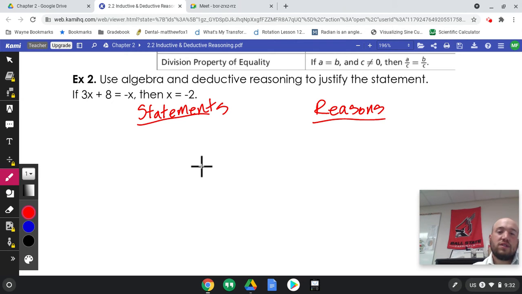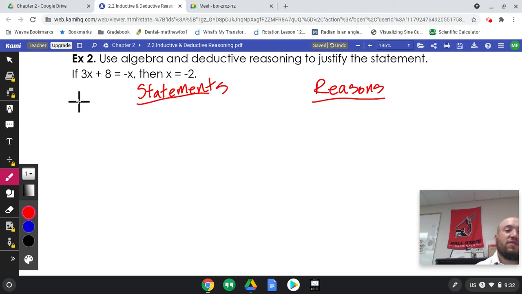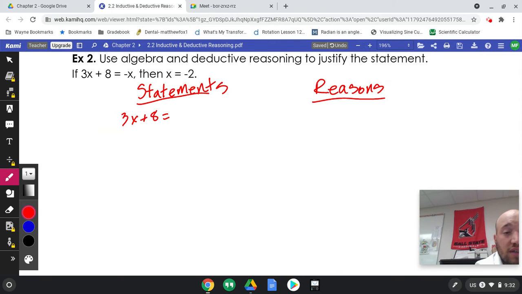All right, and our first statement is always going to be what was given to us. So 3x plus 8 equals negative x. We're just going to state the problem. 3x plus 8 equals negative x. And the reason we know this is it was given to us. It was on the paper. Or I gave it to you. Or someone else gave it to you, right?